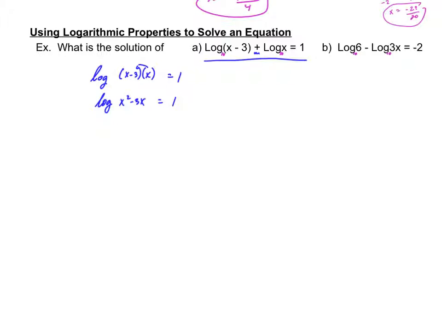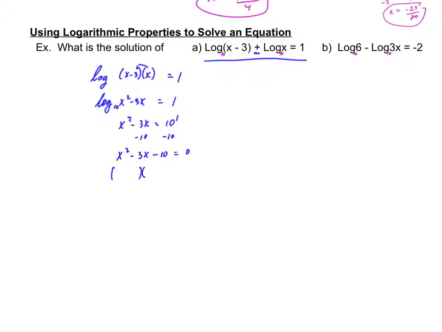And then if I do my reordering here, I know that x squared minus 3x is going to be equal to 10 to the first, or 10. And now in order to combine like terms, go ahead and subtract 10 from both sides. What I'm doing now is trying to get to that standard form of a quadratic equation right here. So in doing so, I'm going to have x squared minus 3x minus 10 is going to be equal to 0. And I think I can factor that now.